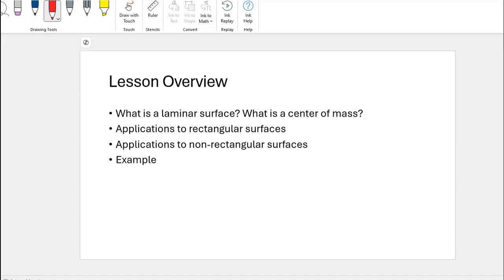of mass is. You probably have a pretty good idea of what a center of mass means, but we want to make that as formal as possible. And we're going to apply that understanding to both rectangular surfaces and non-rectangular surfaces before I show you some examples.